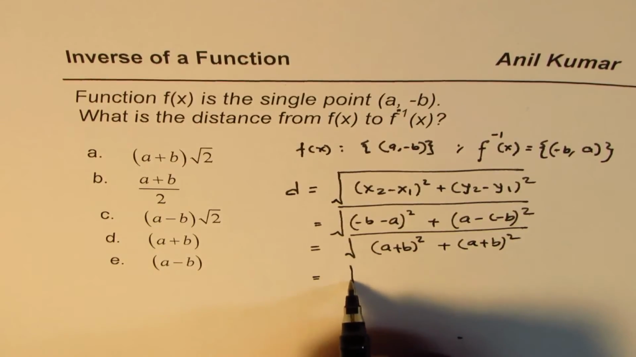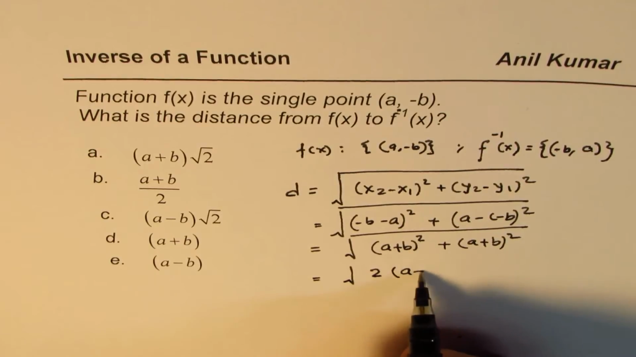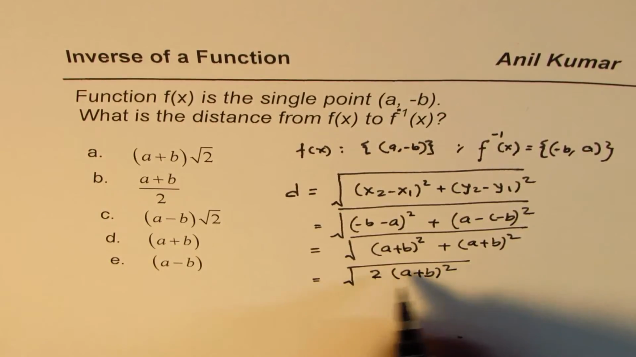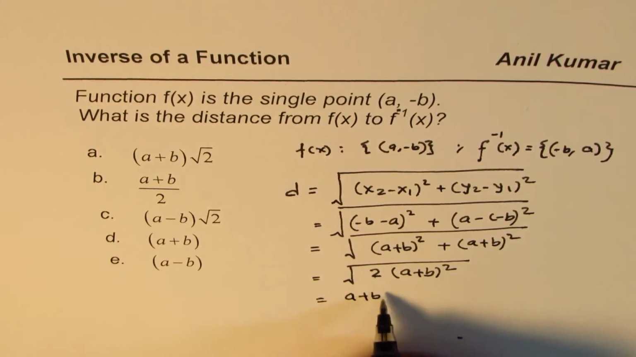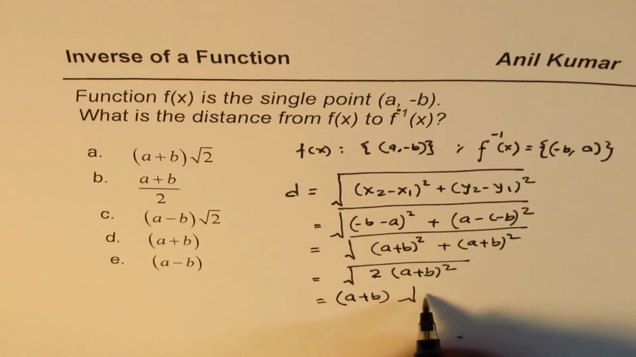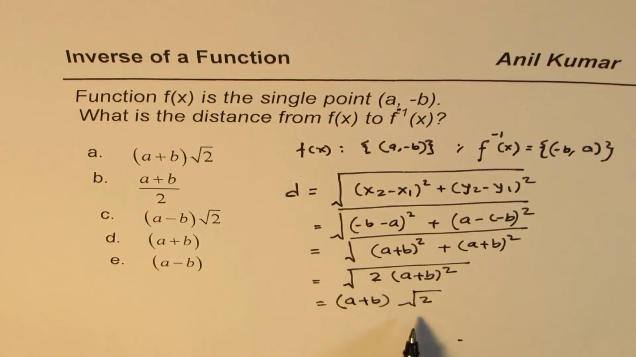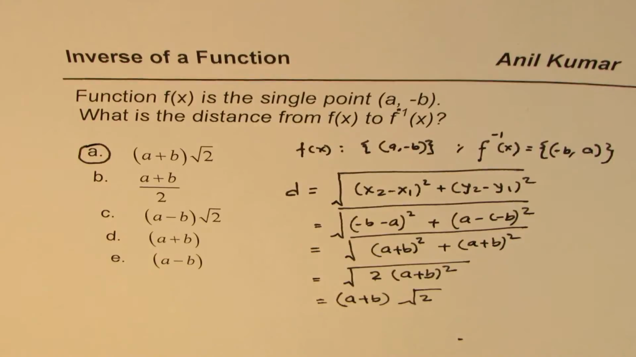And if I go 2 more steps, this plus this is 2 times a plus b whole square. Now I could take this out of the square root, so I get a plus b outside the square root, and I'm left with 2 within the square root. So that is a very, very general solution, and it matches with the very first one here. So that is what it is.